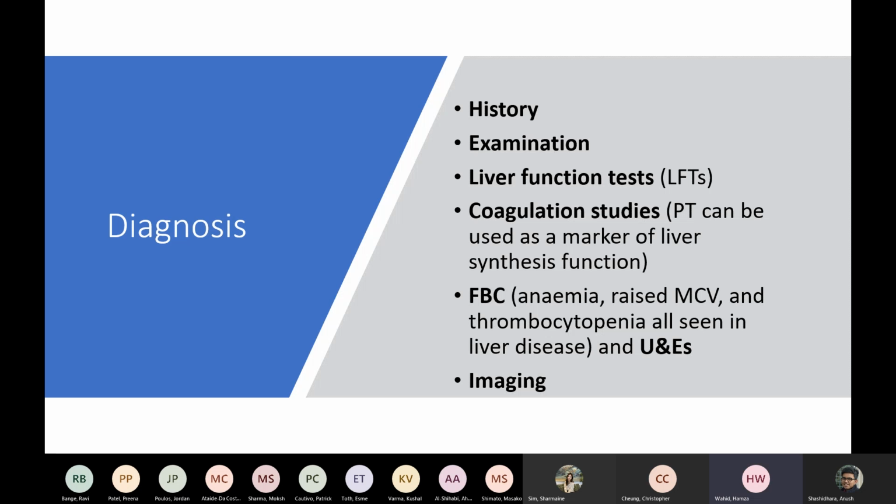LFTs, yeah, huge one. Because all I've been talking about for the last 25 minutes is the liver, so knowing how well the liver is functioning is pretty big. And then coagulation is really good, because INR and PT are a good marker of liver function. Full blood count, excellent, would definitely do that as well. Also check for things like anemia. Albumin is part of LFTs, but it's its own thing as well.